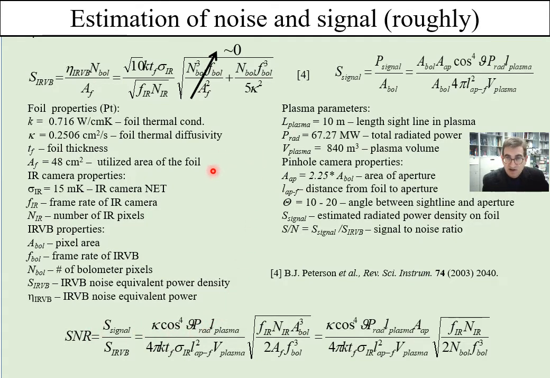So these equations are given in terms of all these different parameters: the foil property parameters, the IR camera parameters, the imaging bolometer parameters, plasma parameters, pinhole camera parameters, and so on. So this is a very flexible equation that can be used to design the imaging bolometer.